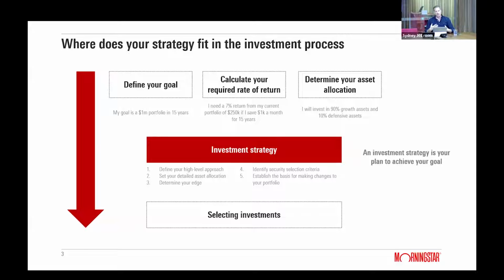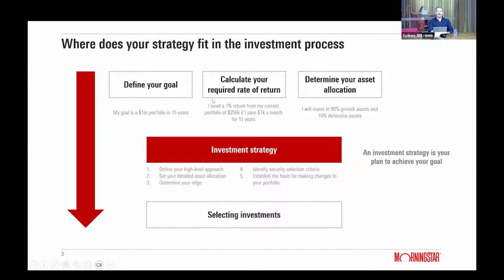As I said, goals. And the assumption today as we go through this investment strategy is that someone has gone through that goal setting process. Very simply, it's defining your goal. So there's a simple goal: I want $1 million in my portfolio in 15 years. It's figuring out the return that you need in order to achieve that goal. That involves thinking about how much money you can save, and looking at how much money you actually have now. So calculate your required rate of return.